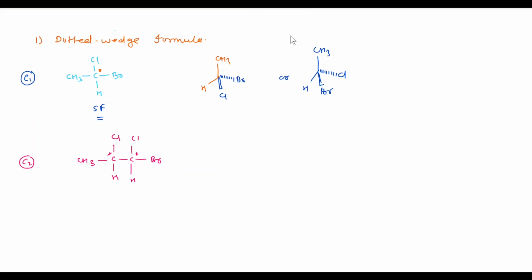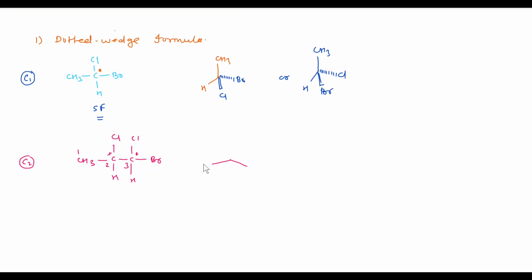During writing the structural formula into the three-dimensional dotted line wedge formula, we have to first of all write the longest carbon chain in the zigzag fashion. The longest carbon chain having the three carbon atoms, that is carbon number first, carbon number second and carbon number third. We have to write these carbons in the zigzag fashion like this. Here is carbon number 1, here is carbon number 2 and here is carbon number 3.